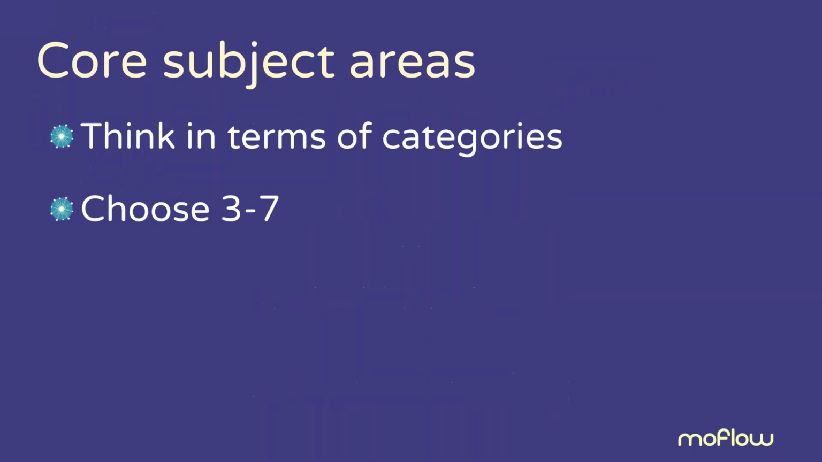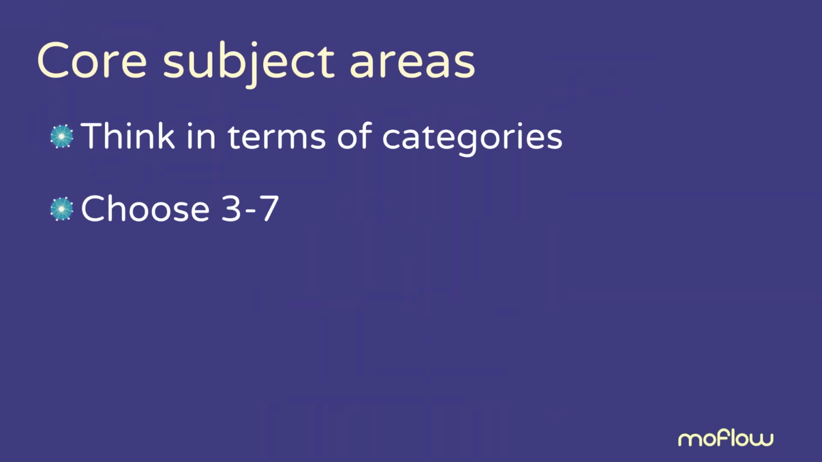So let's break this down a little bit. First, you're going to come up with your core subject areas. This is simply thinking about the information you're going to cover on your blog in bigger buckets. Think about categories on your favorite blog, nonprofit blog or otherwise. Think about a blog that you visit frequently, and usually in the sidebar you'll see the blog categories.